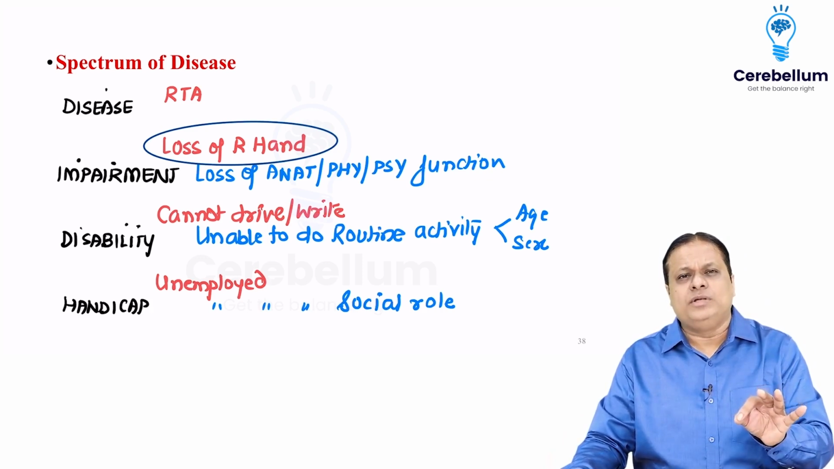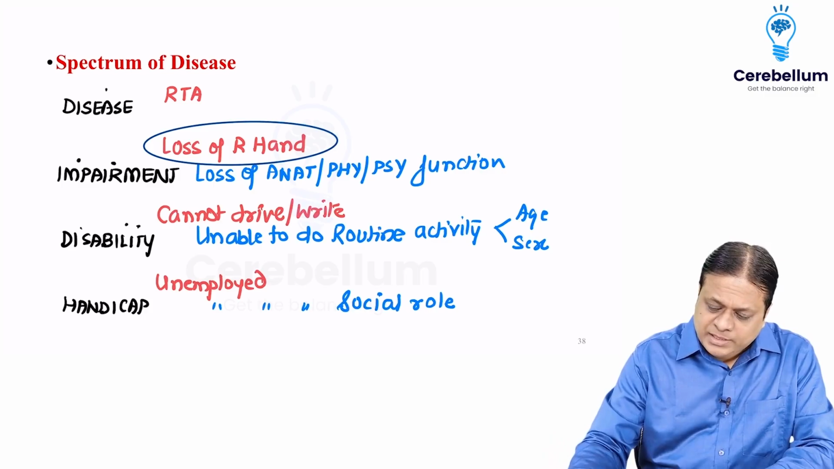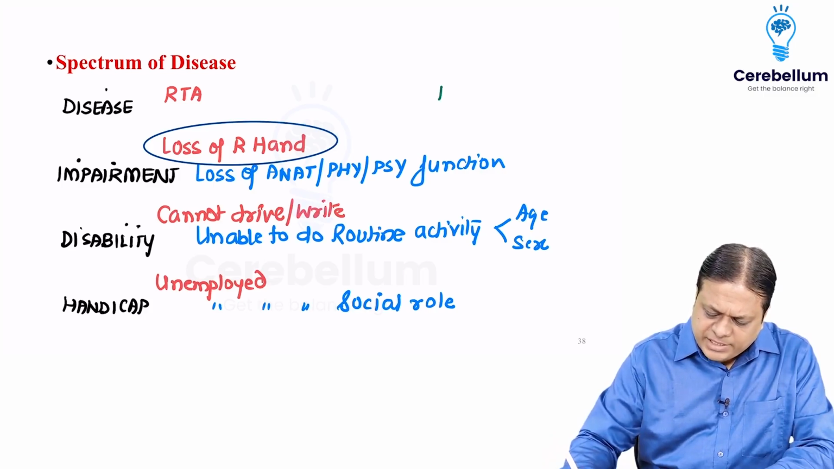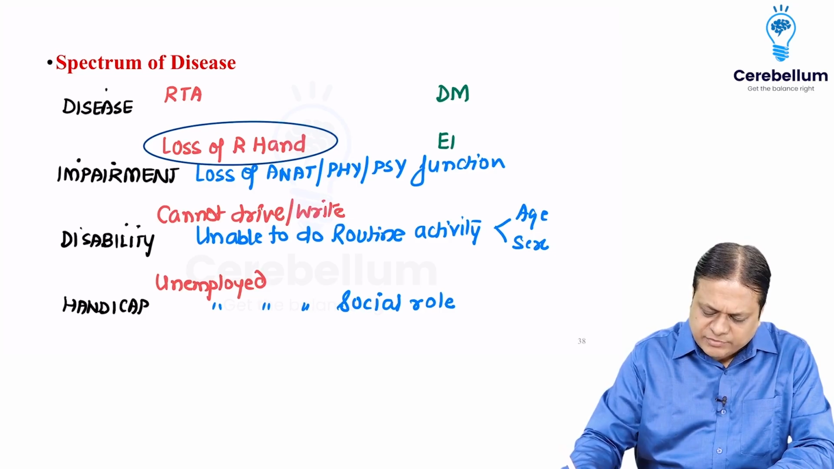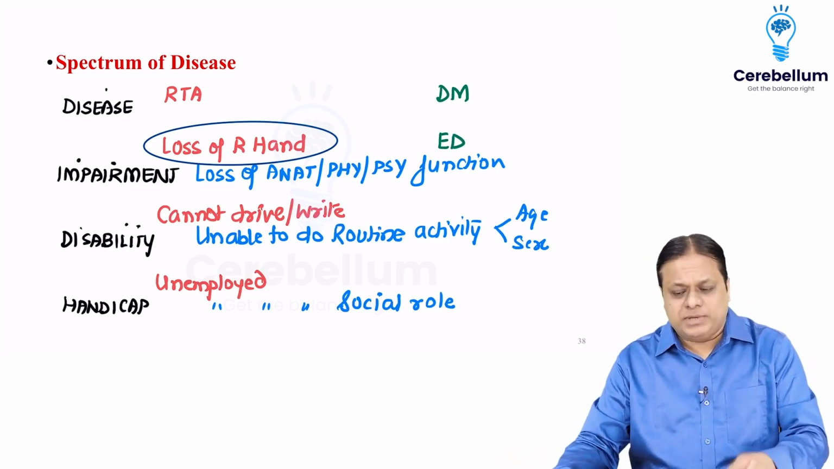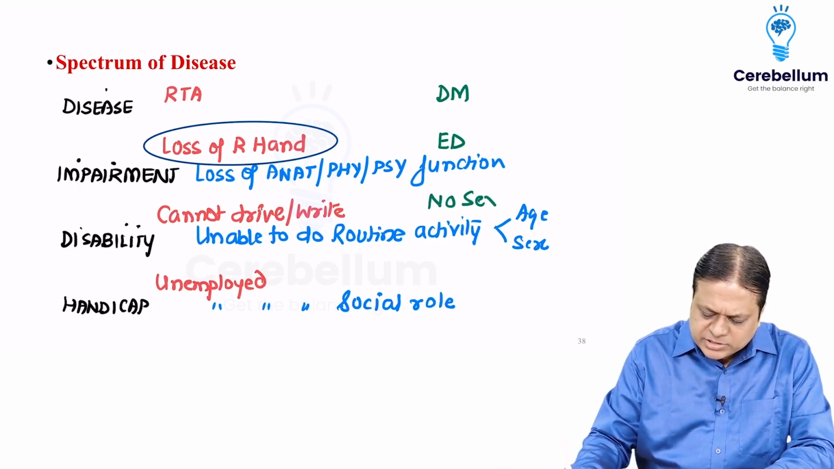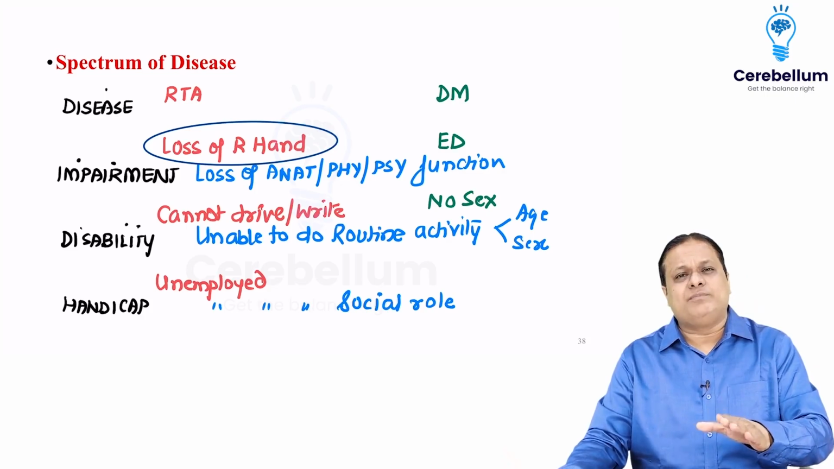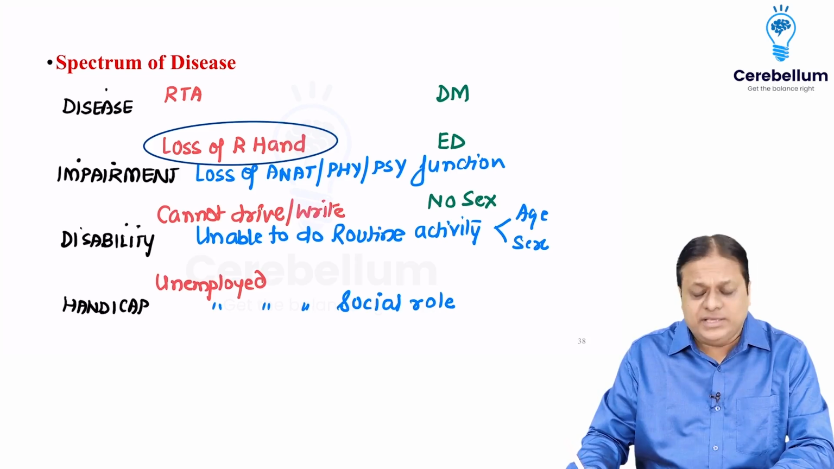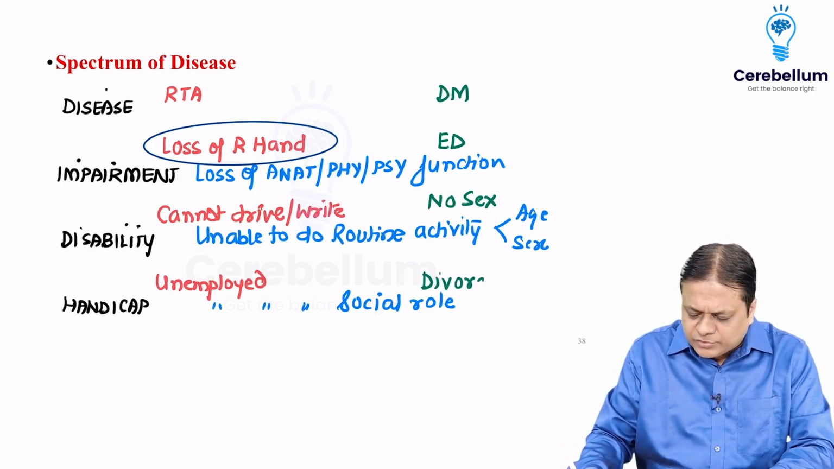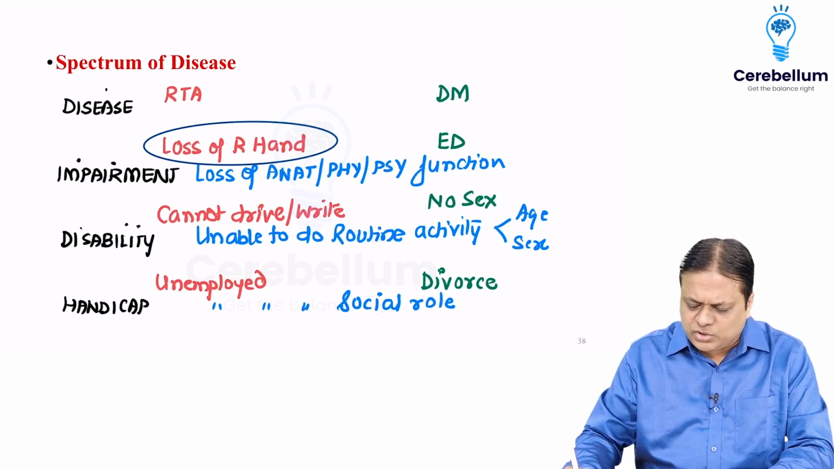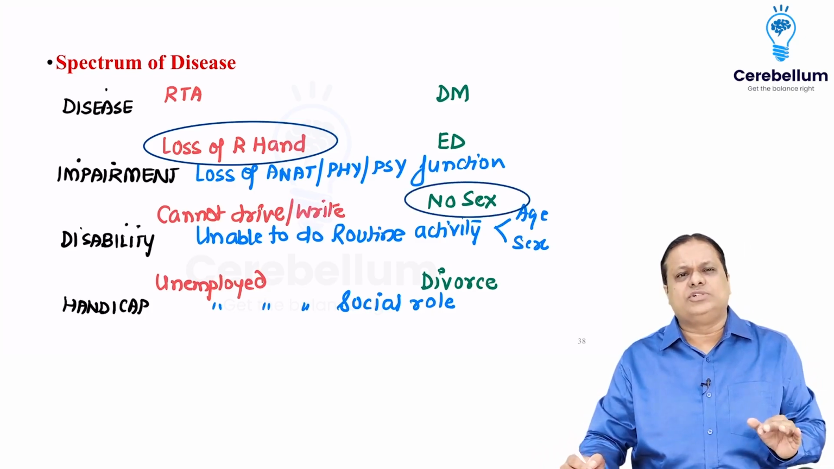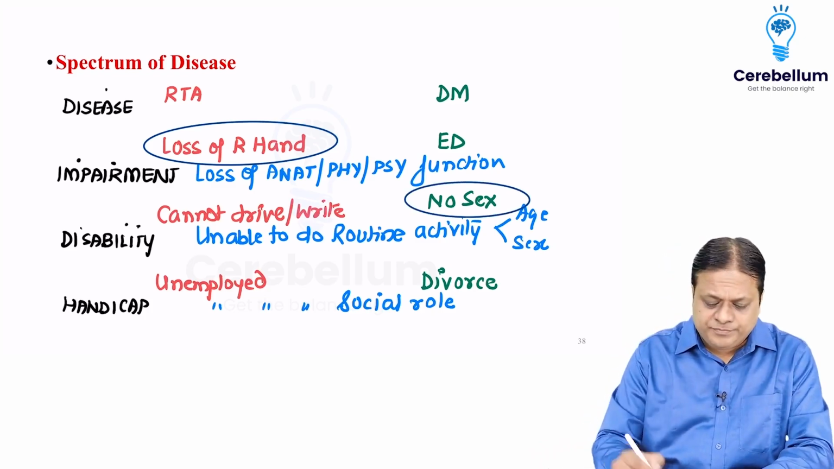27-year-old male unable to perform sexual activity considered normal for his age and sex is a type of, yes, disability. All of us know diabetes mellitus is a common disease. Elderly males, it may lead to erectile dysfunction. So, erectile dysfunction is impairment. Because of this, person has no sexual activity. This is a type of disability. Can it lead to divorce in India? Yes, you have read in forensic. If it results in divorce, that would become a handicap for that person or family. So, absence of sexual activity considered normal for age or sex is known as a disability.